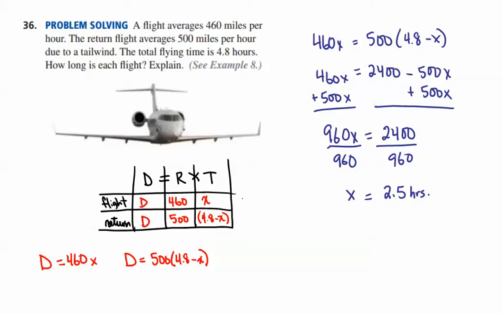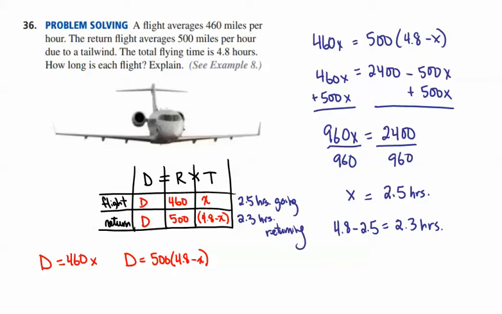So what does that mean? That is the flight time, the original flight time. That's the going amount. Then we know that coming back, it's 4.8 minus that, which gives us 2.3. And so we end up with 2.3 hours returning. Sorry for all the bells ringing here. And so that's how we find out.